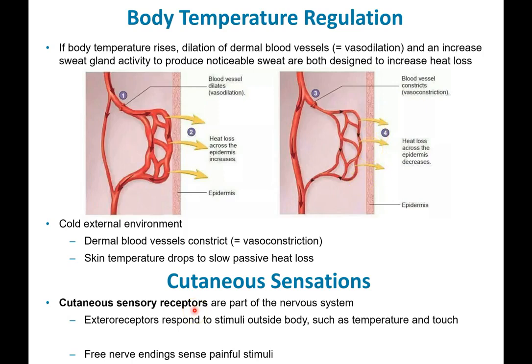Now, cutaneous sensory receptors called exteroreceptors are located in the skin and are responsible for detecting external stimuli such as temperature and touch. This allows the nervous system to respond to changes in the surrounding environment. Additionally, sensory receptors, known as free nerve endings, are primarily responsible for relaying information to the nervous system when the body is exposed to painful or damaging stimuli.